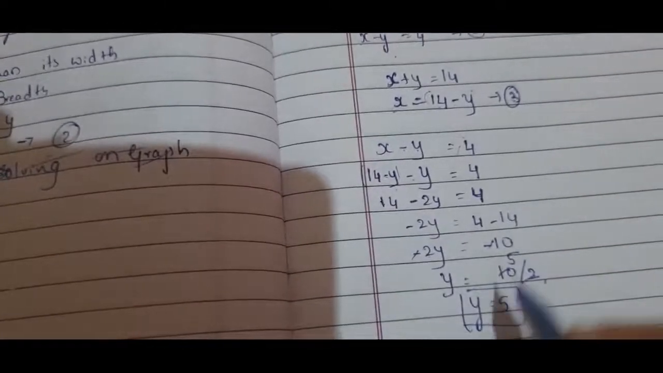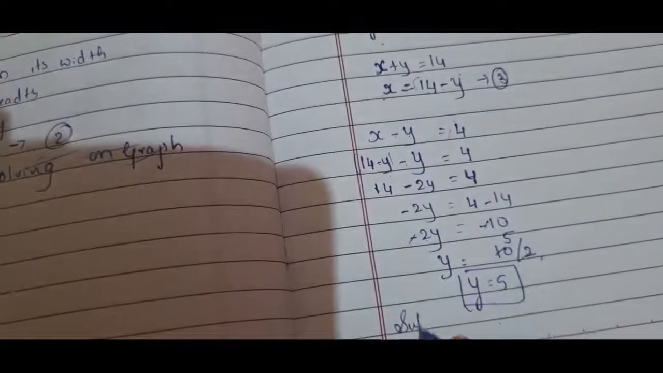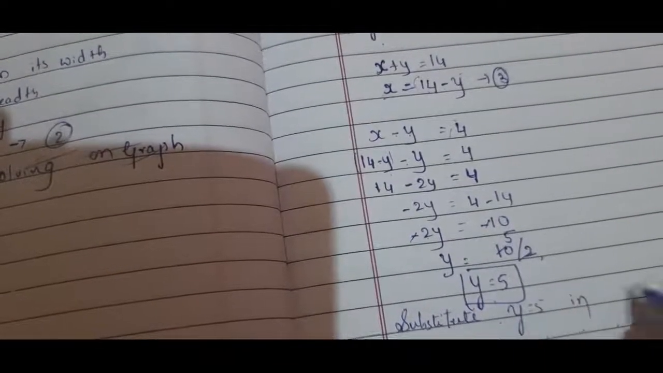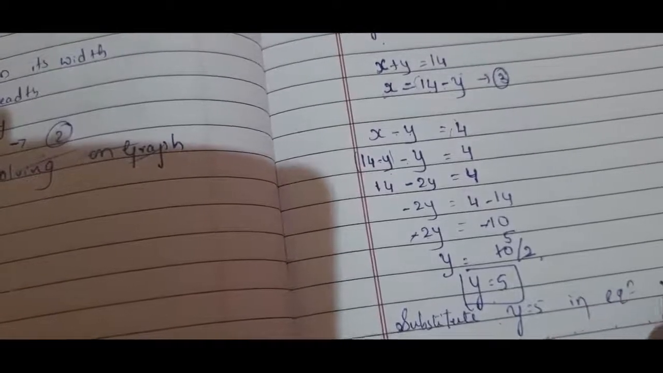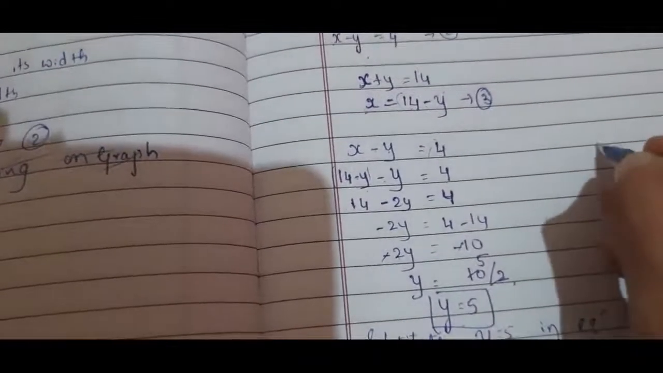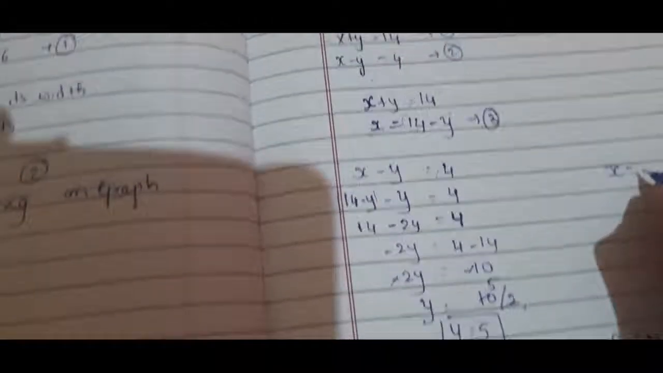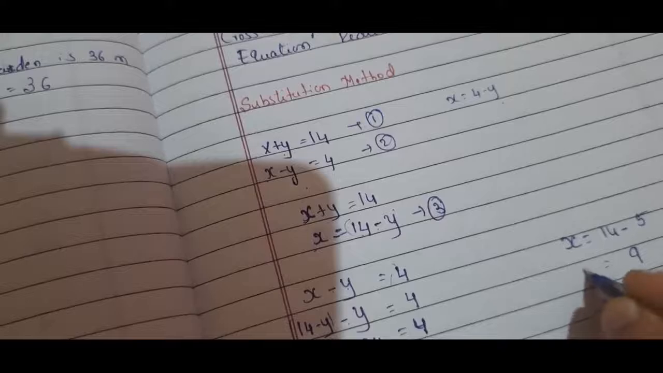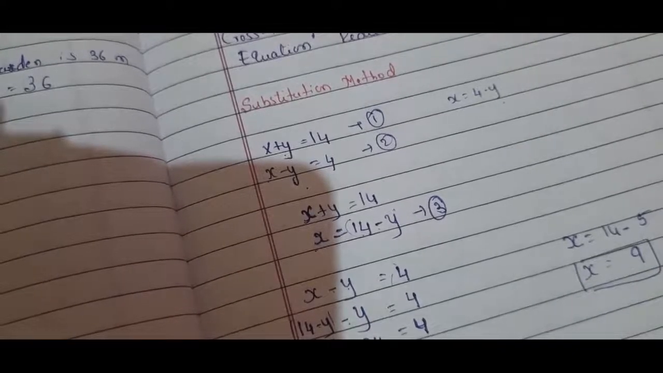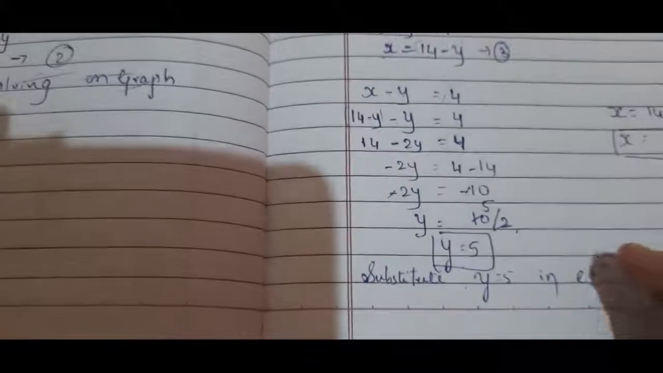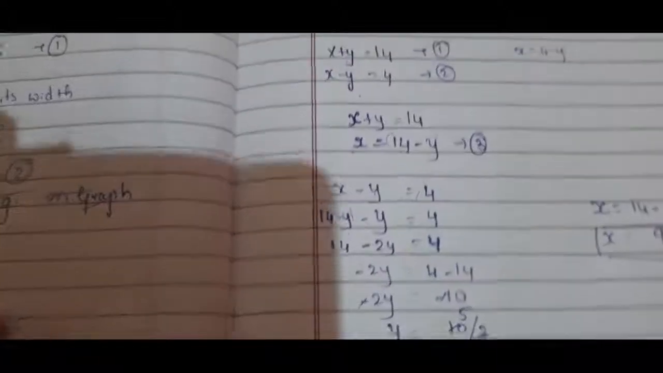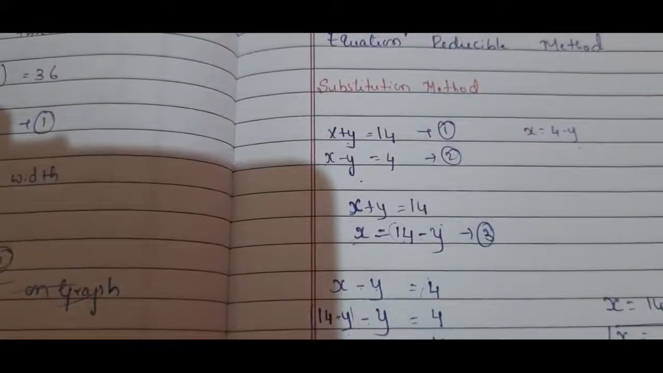Next, substitute y equals 5 in the third equation, that is x equals what here? 14 minus 5. 14 minus 5 is 9. So the x value is 9. y equals 5, x equals 9. This is the method to do substitution.